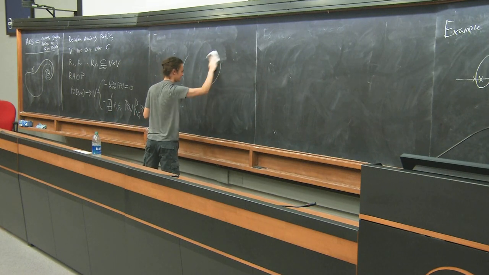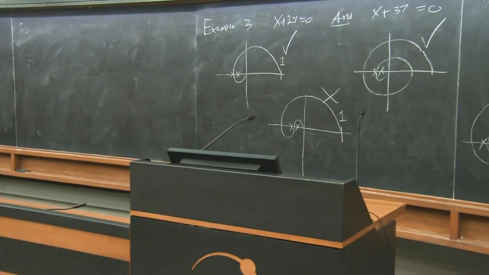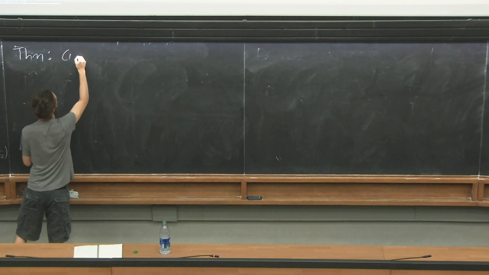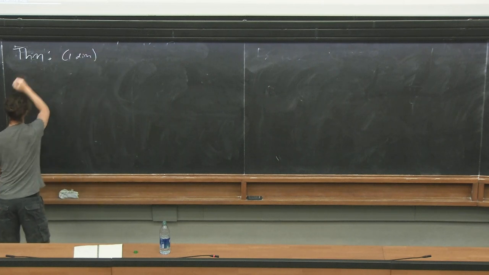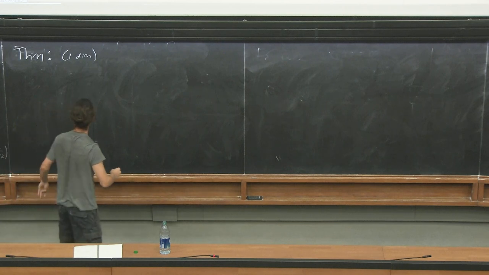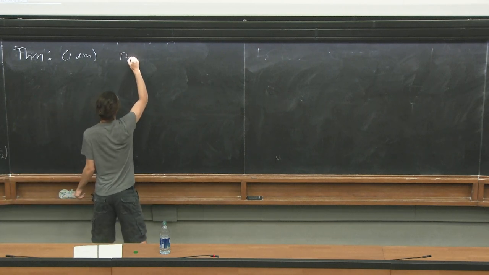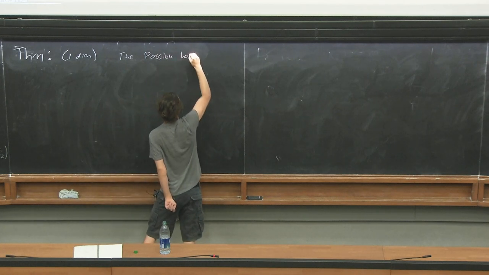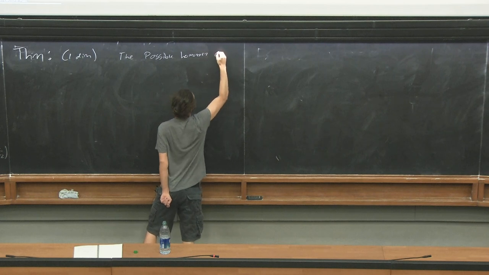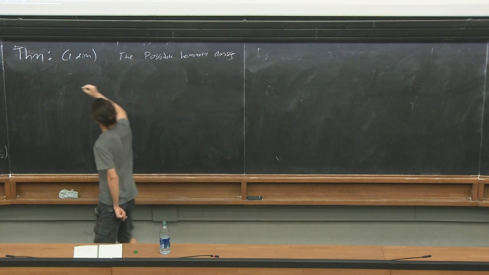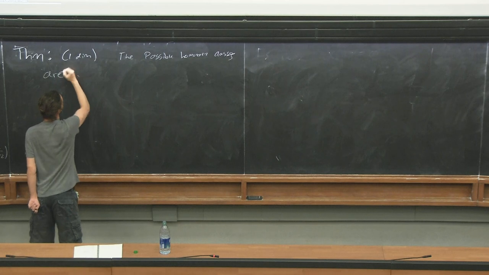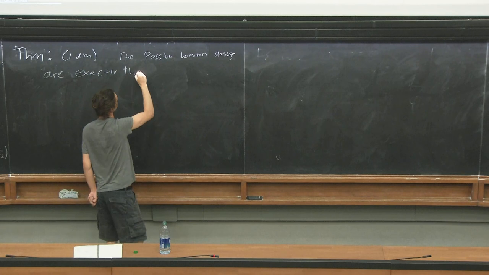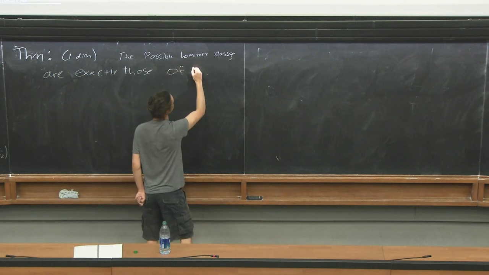So here is the theorem. And this is only in one dimension, so only for one-dimensional V. And here it is. The possible homotopy classes are exactly those of logarithmic spirals.